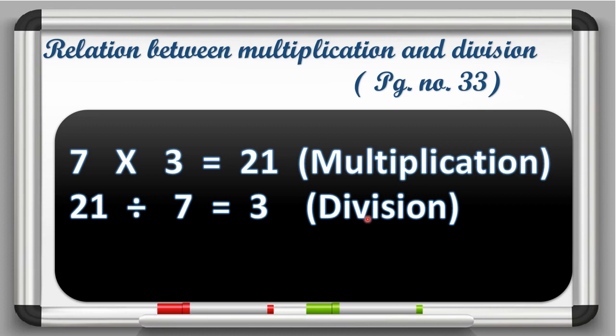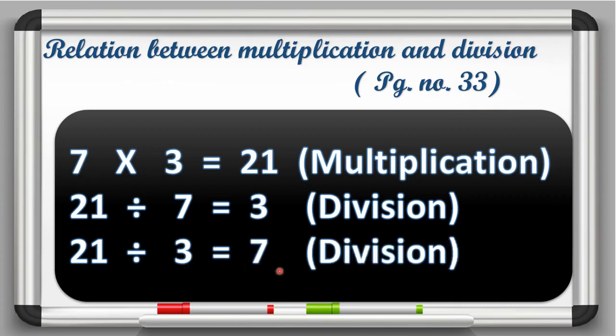This is division. And one more division we can make from it. That is 21 divided by 3 is equal to 7. How we can write it? 21 divided by 3 is equal to 7. So we can say that there are two division facts from multiplication. एक मल्टीप्लीकेशन से हम टू डिवीजन फैक्ट्स बना सकते हैं. यहाँ पर देखेंगे आप कि जब हमने 21 को 7 से डिवाइड किया, we get another number and that is 3. ठीक है, और जब हमने 21 को 3 से डिवाइड किया, then we get number 7. Understood बेटा?